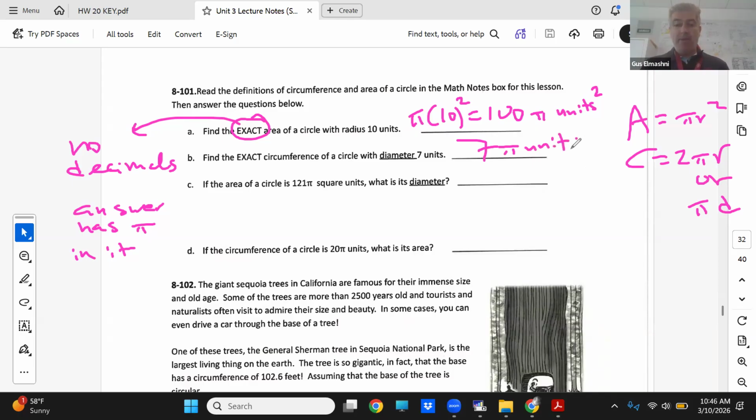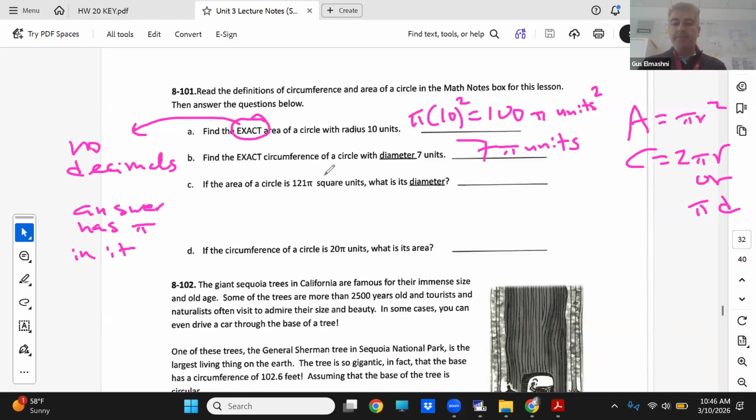Again, if you want to divide it, go for it, but you're going to double it anyway. So you're kind of spinning your wheels, right? So does A and B make sense? Very straightforward, right? Just plug and chug. No issues there. Cool.